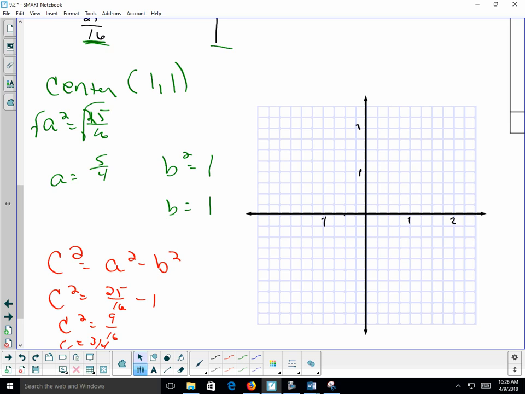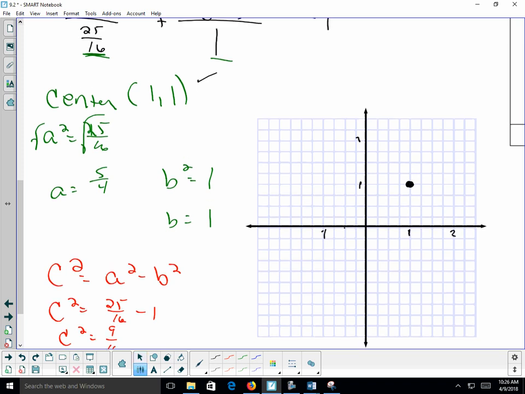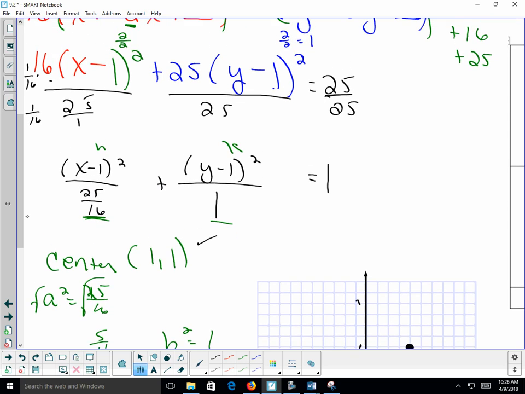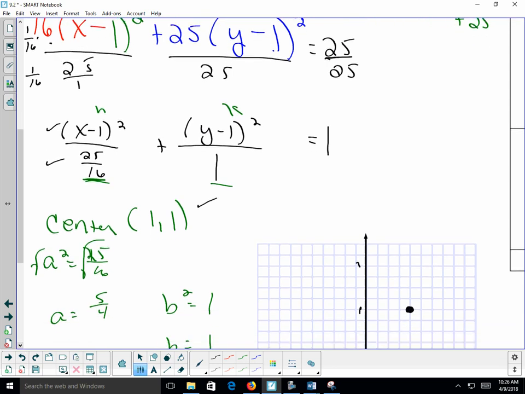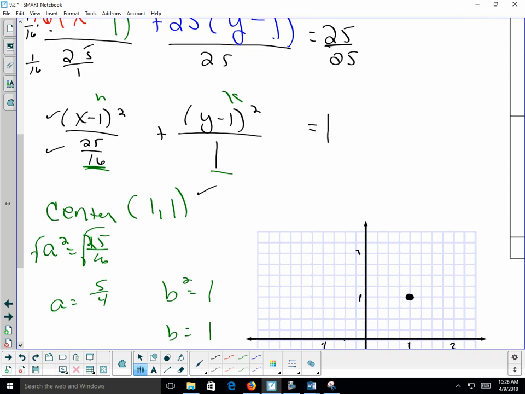So my center, I said my center was 1, 1. I'm going to plot the center at 1, 1. That's my center. My A, when I go back up to my equation, that's 25/16, or the square root, 5/4, goes with the x. So when I go to graph it, x is a movement to the left or the right. So I'm going to go 1 1/4. So this is 1, 2, 3, 4, 5/4. 1, 2, 3, 4, 5/4. So those are my vertices.